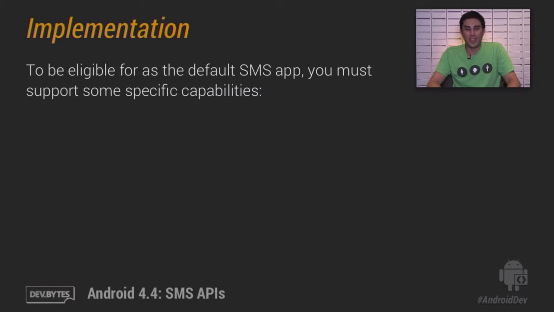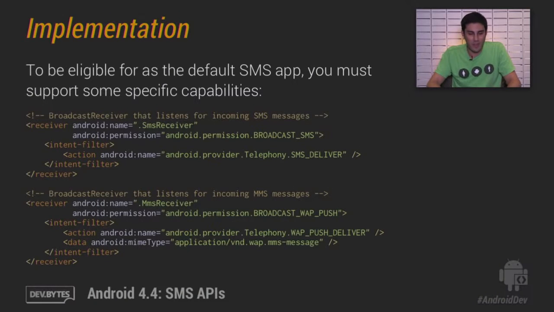So let's talk about implementation. To be eligible as the default SMS app, you must support some specific capabilities. In your Android manifest, you have to define two receivers to handle the receiving of SMSs and MMSs. You can see here that the actions are SMS deliver and WAP push deliver. Also note that these receivers require an additional permission on the actual receiver.